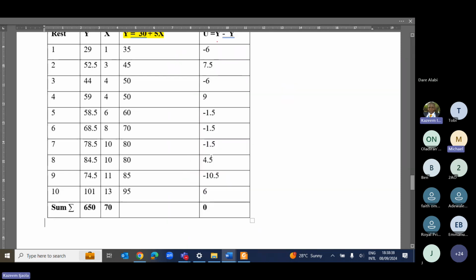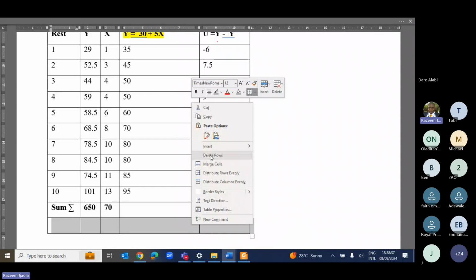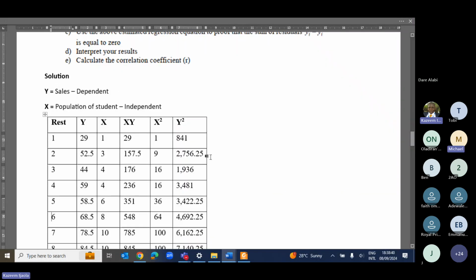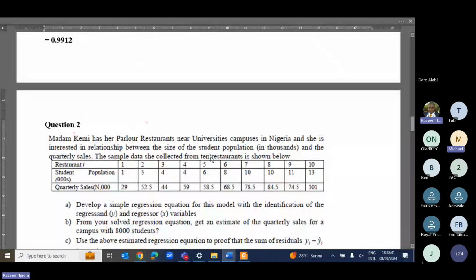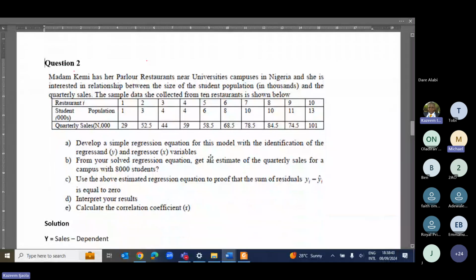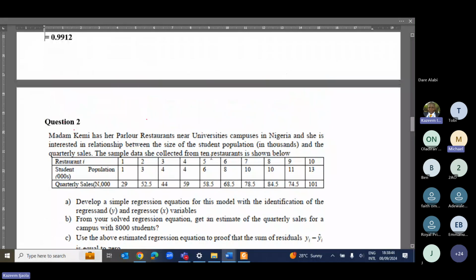So the next question is to do what? The next one is D. They said interpret your results. So let us follow the same process to interpret our results. I will just change the figure.